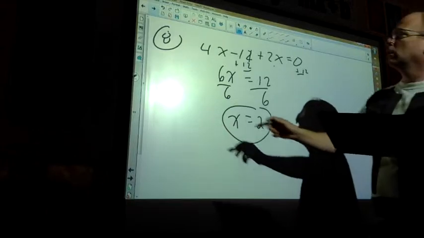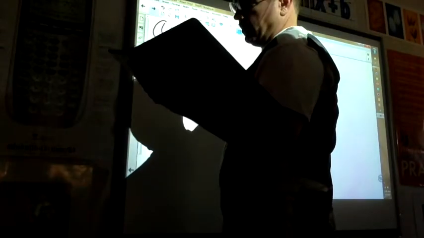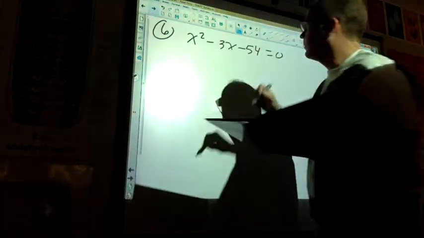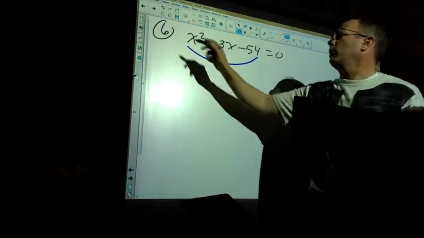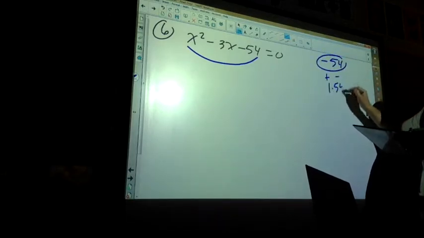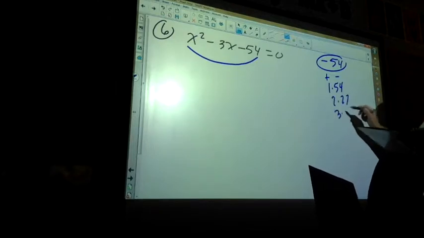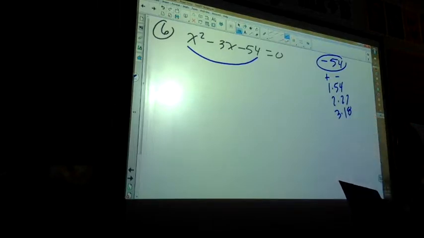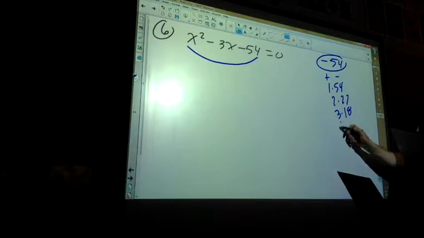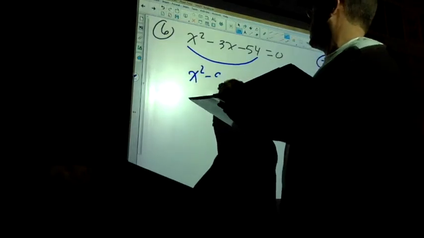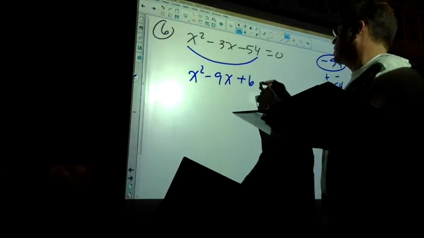Number 6. This one's a quadratic, yes? So I have to do my magic number, which is negative 54. Is that right? 6 times 9. And then 1 and 54, 2 and 27, 3 and 18, 4 don't work, 5 don't work. What is 6 and what? 9. 6 and 9 works. Which one's negative? 9. Okay. X squared minus 9x plus 6x minus 54.